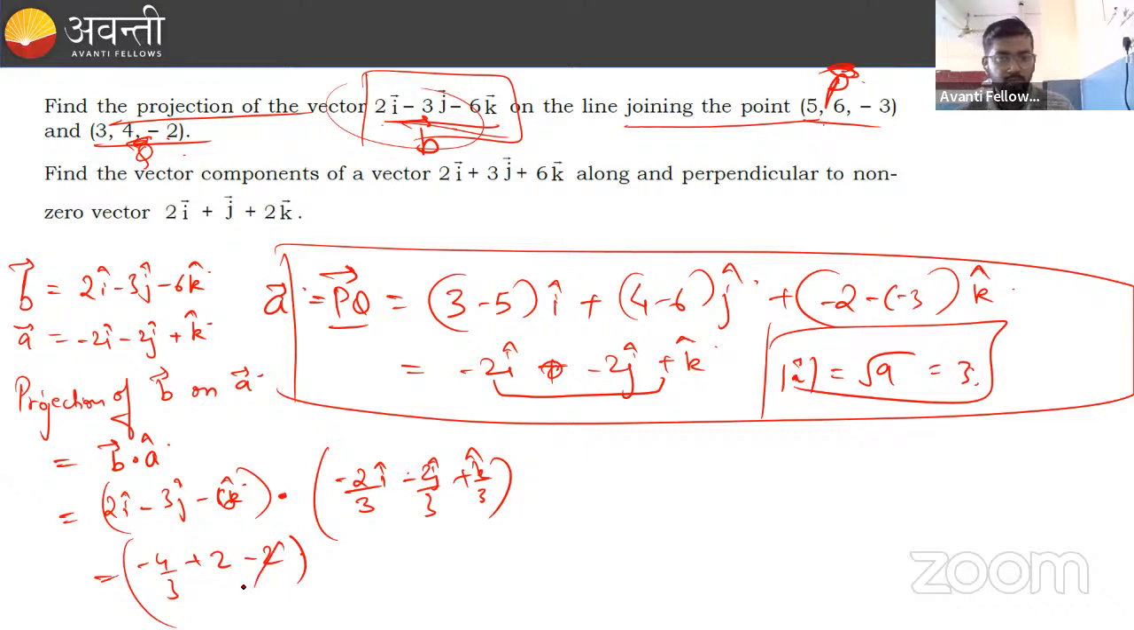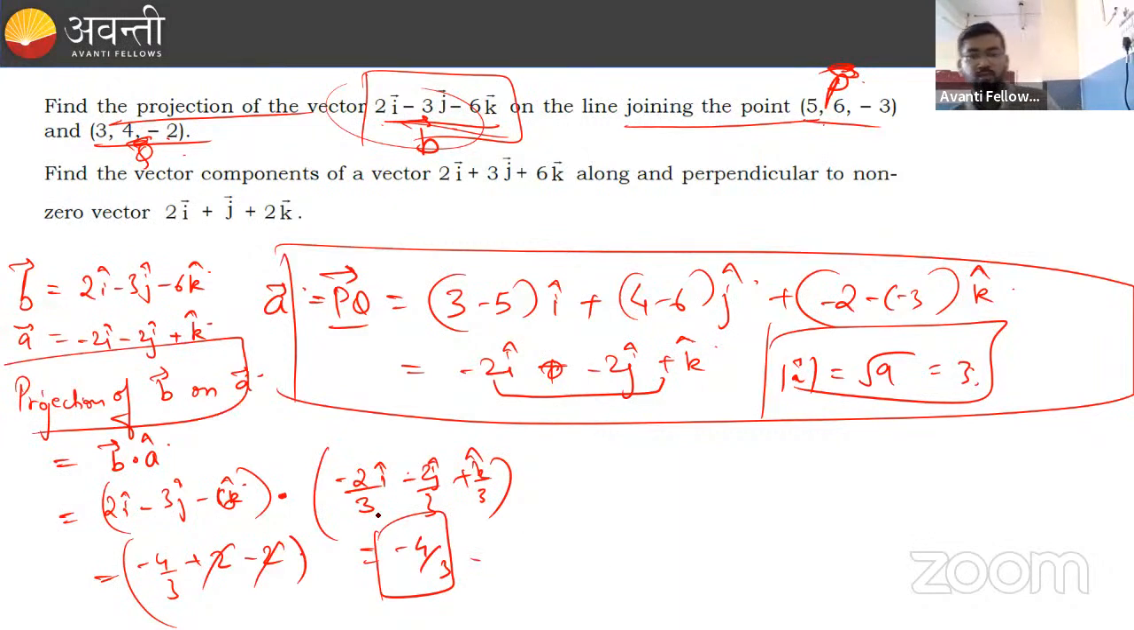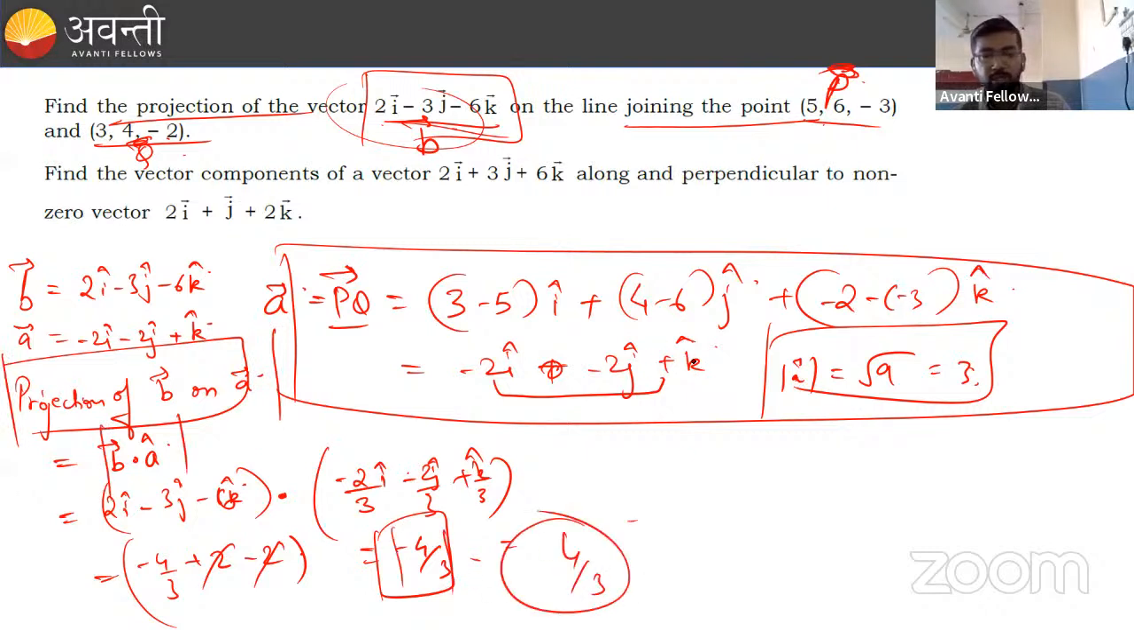So you can simply cancel this 2, you get minus 4 by 3. So the projection of A bar on A bar comes out to be minus 4 by 3. If you want to find the length, the length of the projection will be the modulus of this thing, so it will be 4 by 3.